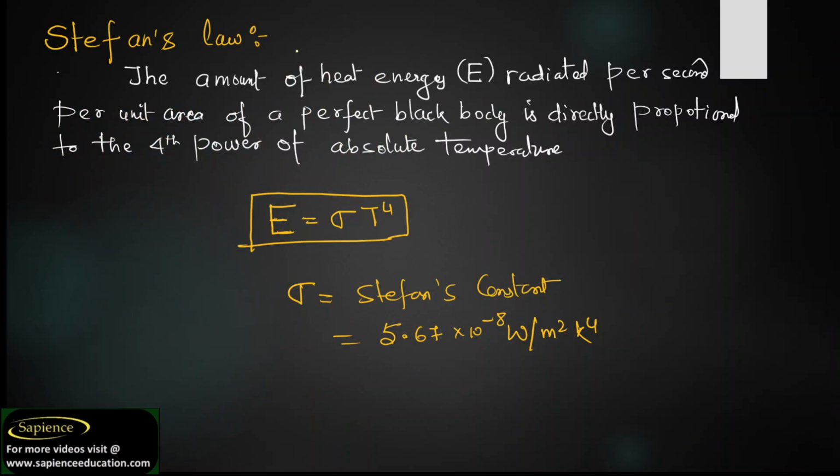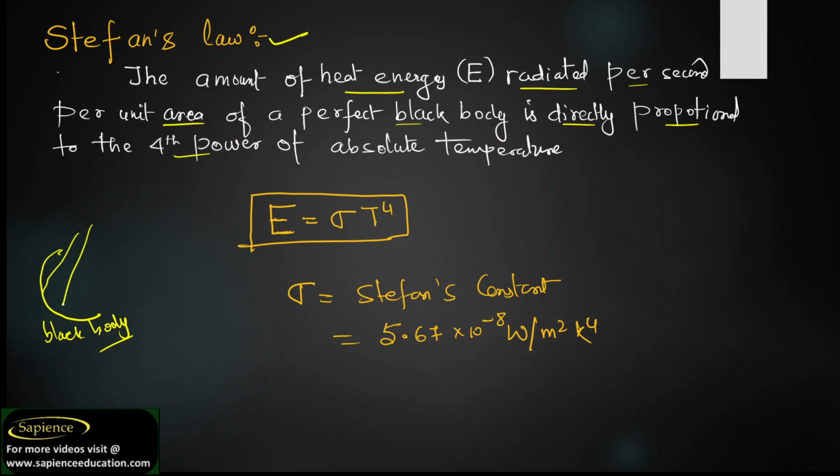Now I am talking about Stefan's law. What is Stefan's law? The amount of heat energy radiated per second per unit area of a perfect black body is directly proportional to the fourth power of the absolute temperature. So let us consider this is a black body, and it is a perfect black body.